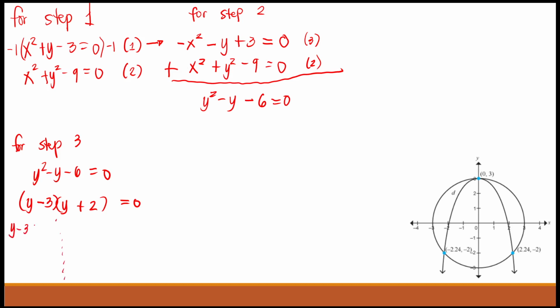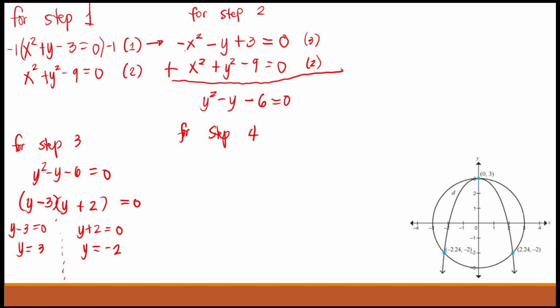Separately, y minus 3 equals 0. That gives us y equals 3. Y plus 2 equals 0. On the other hand, that gives us y equals negative 2. So our solution for y is 3 and negative 2. Step 4, we substitute these values to either of the equations.